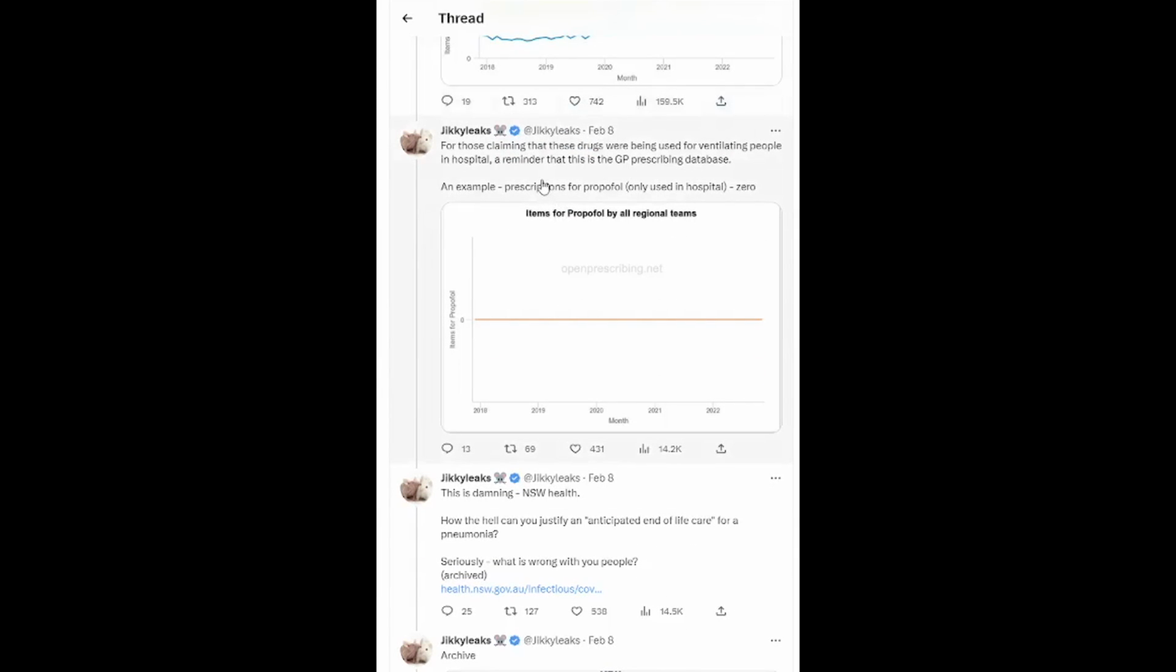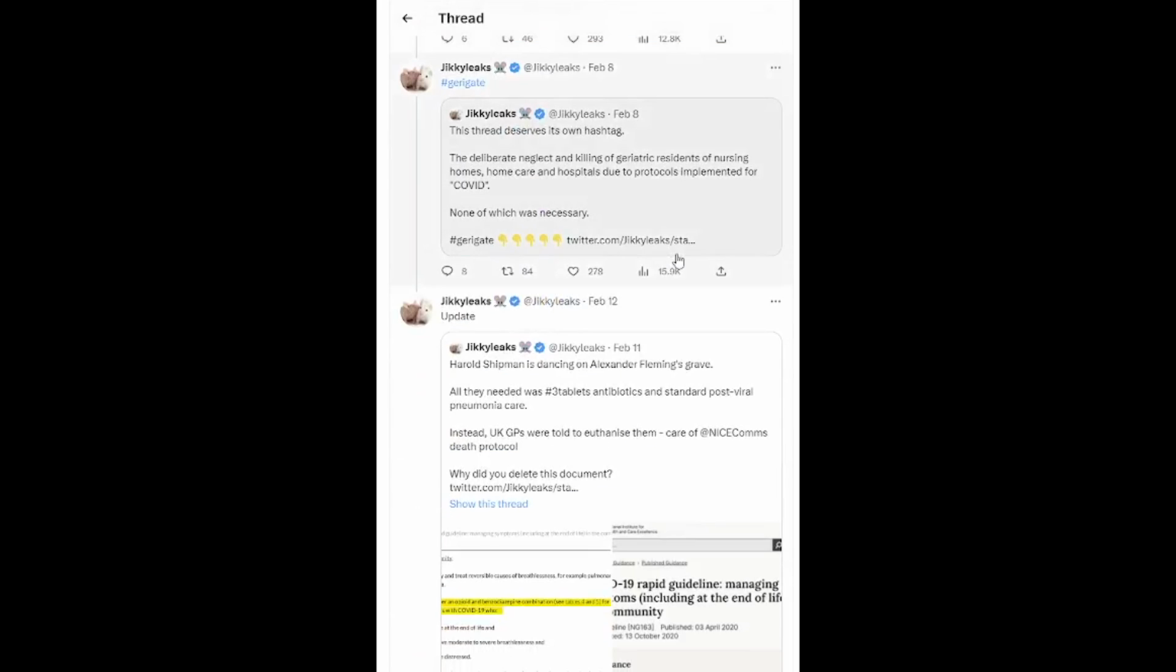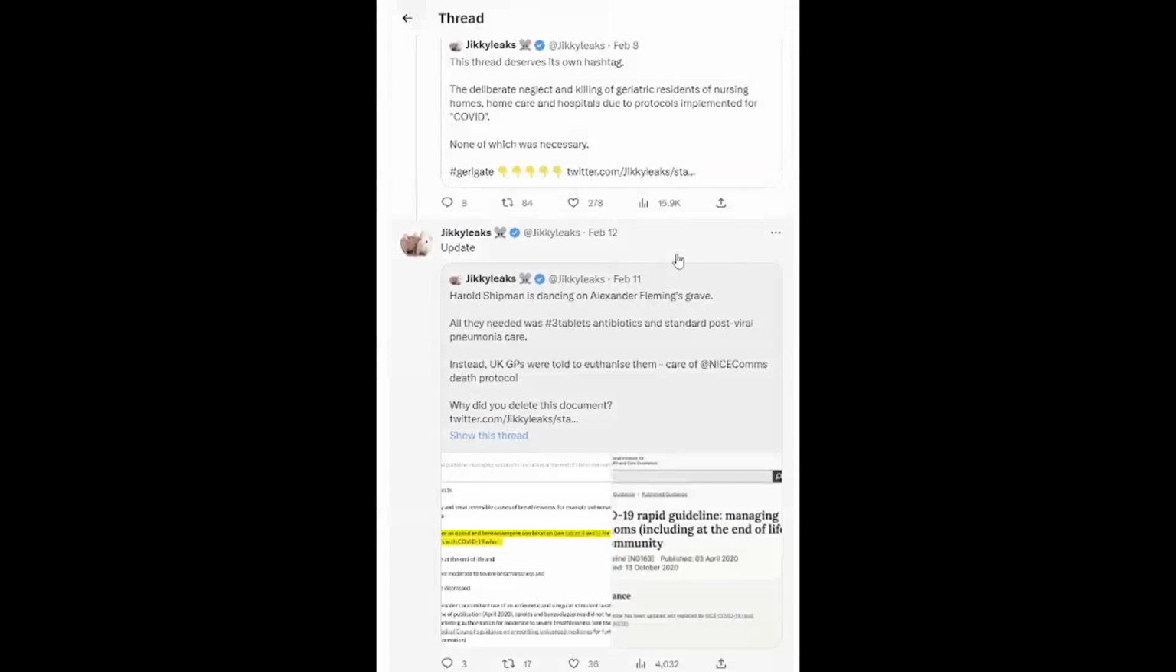So this is for those claiming that these drugs were being used for ventilating people. A reminder that this is a GP prescribing database. Prescriptions for propofol are only used in hospital, so basically zero were used in hospital. This was the GP setting, the care home setting. As you can see, it goes on a little bit.